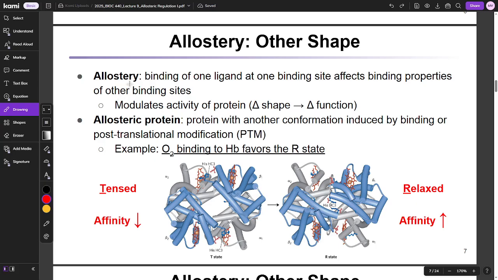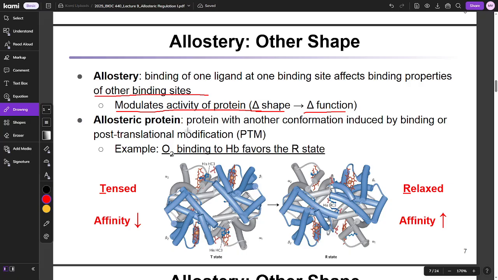In this, allosteric, an allosteric binder is something that binds to an allosteric site. So it's not the active site, it's not the main site of the protein where the main ligand binds, but it's somewhere else on the protein. But the binding at this allosteric site usually affects the binding at the main site, or it affects the protein in some way. So, like you said here, binding of one ligand at a binding site affects the binding properties of other binding sites. It modulates the activity of the protein, changes the shape, then changes the function.